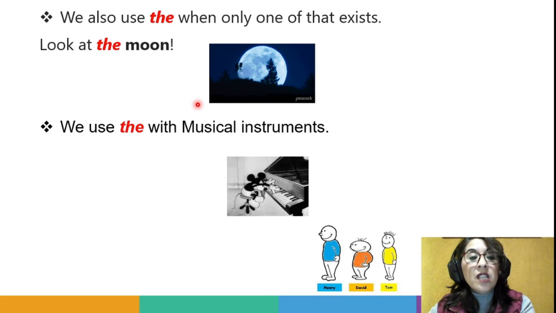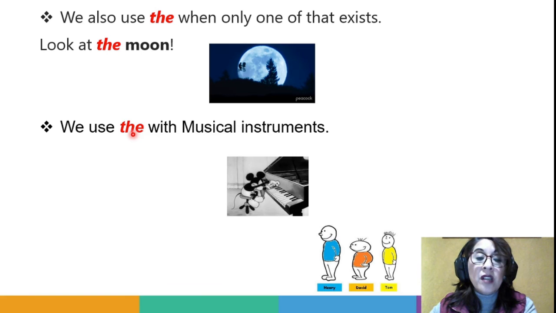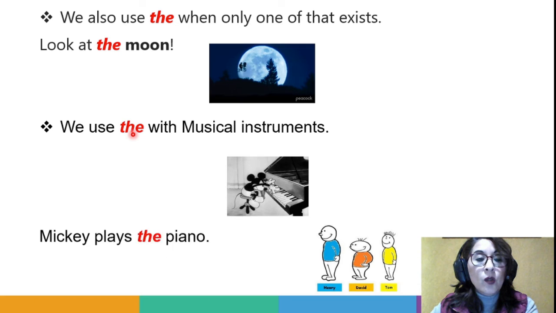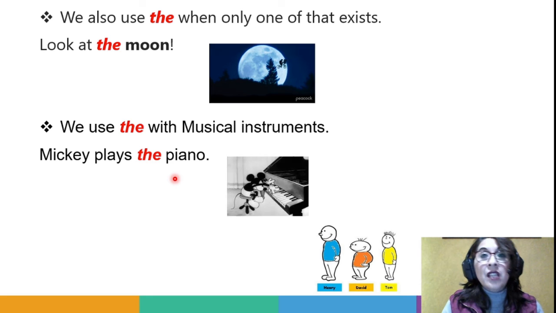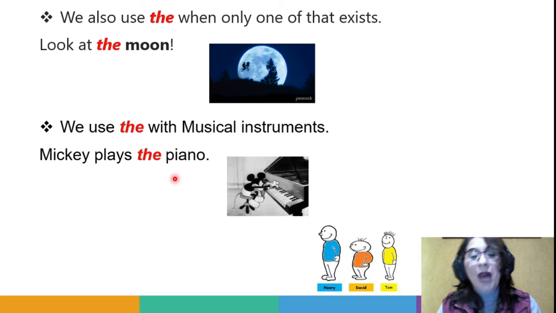Another rule is when you are talking about musical instruments. When you say musical instruments, it's important that before you use the article "the", right? Okay, look at the example. Mickey plays the piano. So when you say any instrument, before you need to use "the": the piano, the violin, the guitar, always with musical instruments.